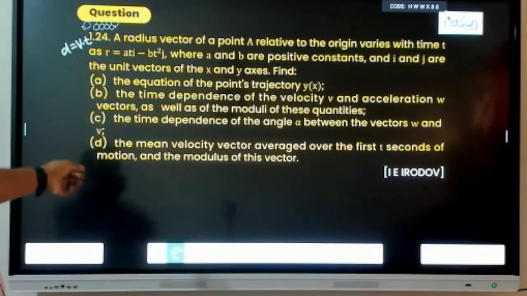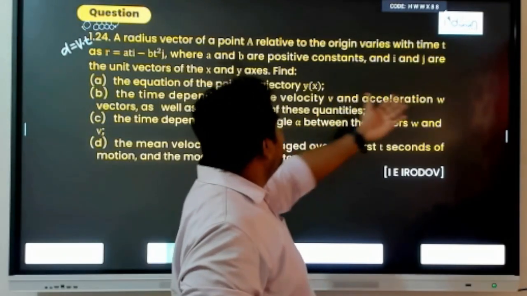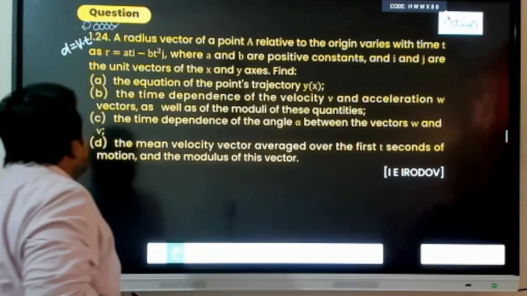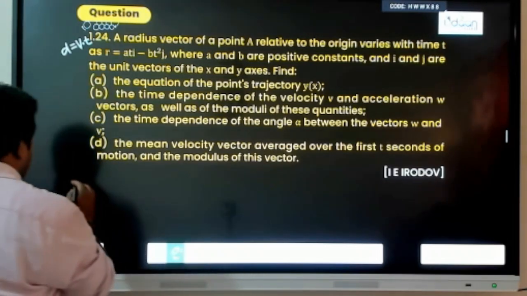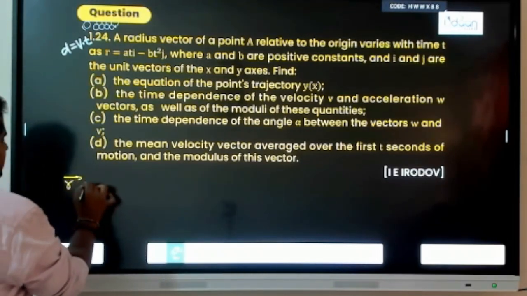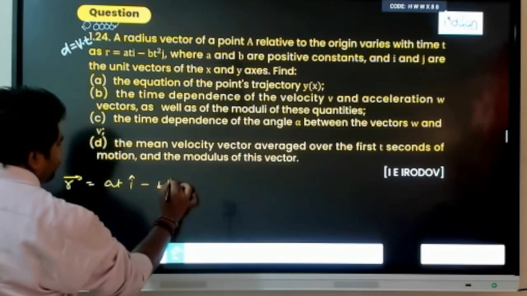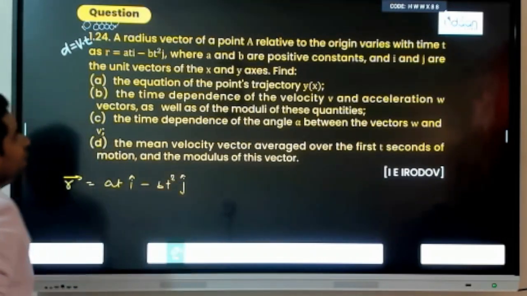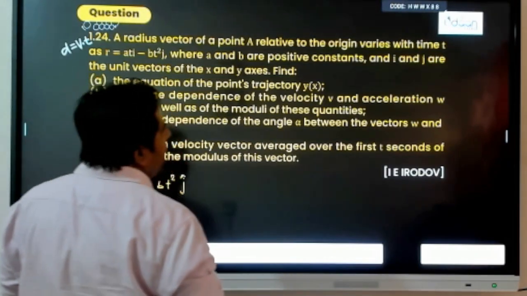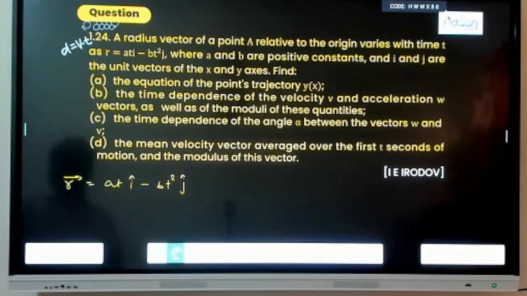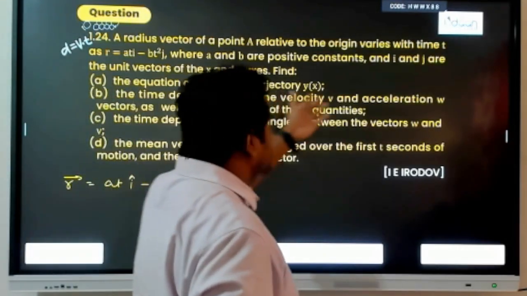Here they are asking that the radius vector of a point A relative to the origin varies with time t this way: r is equal to at i cap minus bt square j cap. The r vector is equal to at i cap minus bt square j cap. Then they are saying that a and b are positive constants, and i and j are the unit vectors of the x and y axes. Find the equation of the point's trajectory.